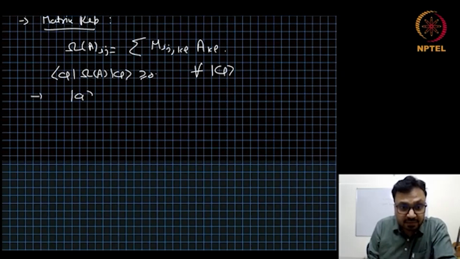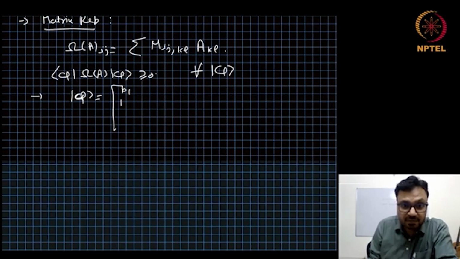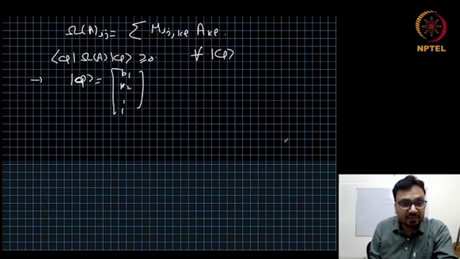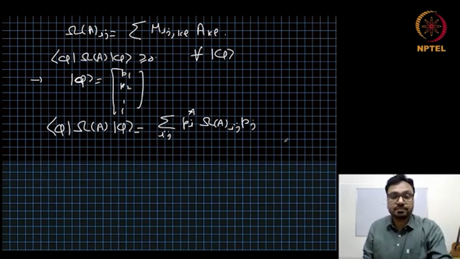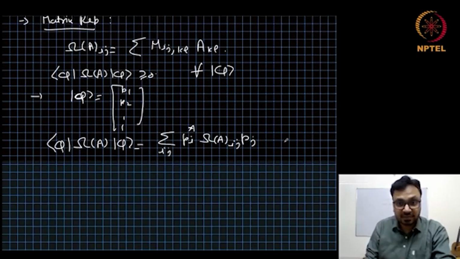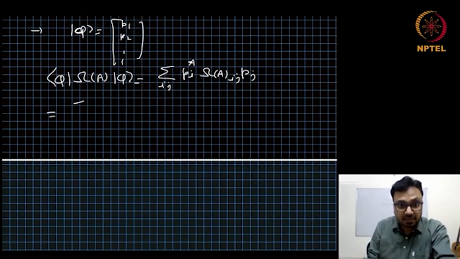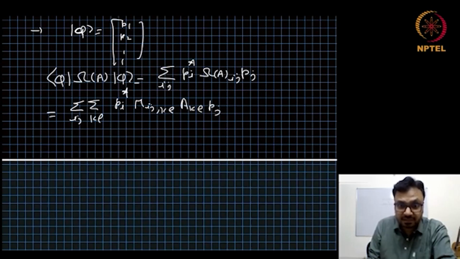It means if phi is a vector p1, p2, and so on, then we can say phi omega A phi is the same as the sum over ij pi star omega A ij pj, and we can substitute into this equation and we get the sum over ij, sum over kl, pi star Mij kl Akl pj.